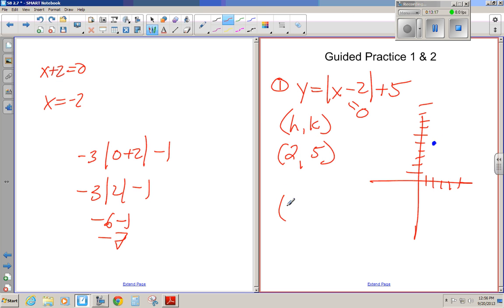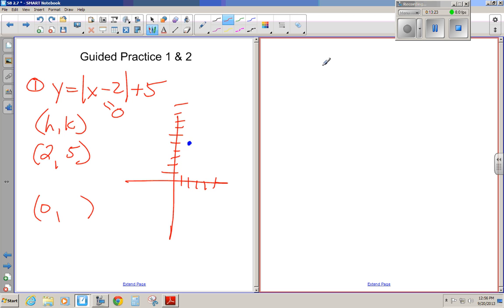Now, a second point. Let's just go ahead and choose 0 again. So let's put 0 into the equation: 0 minus 2 plus 5. The absolute value of negative 2 is 2, plus 5. That would be 7. So 0, 7.